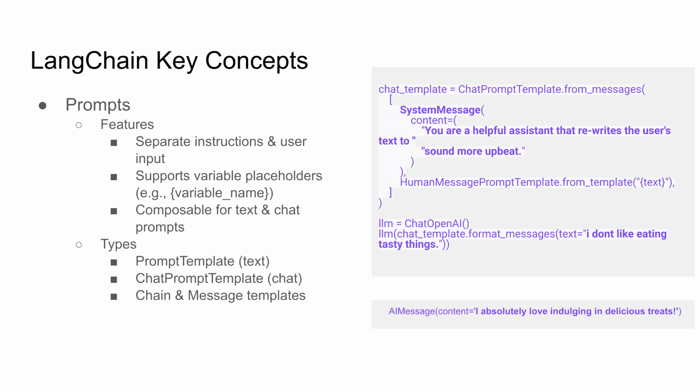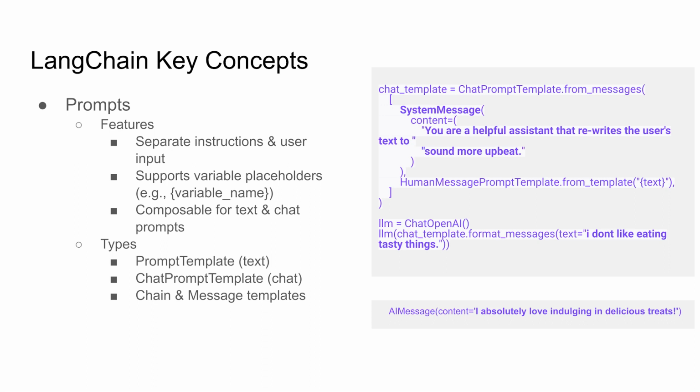As we're building our applications, we might want to build an application that is a content rewriter. If you look in the code here, there's a system message, and oddly enough, this message goes to the system on the back end, saying, hey, you're a helpful assistant that rewrites the user's text to sound more upbeat. Now, if we scroll down, we can see that the LLM equals ChatOpenAI, so that's the OpenAI chat interface, and we're passing all this stuff, the chat template, and this text, which is what the human said: I don't like eating tasty things. But on the system side, it says we want to rewrite this text to be more upbeat.